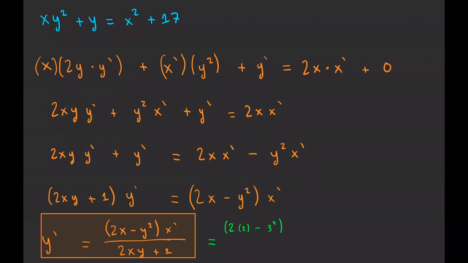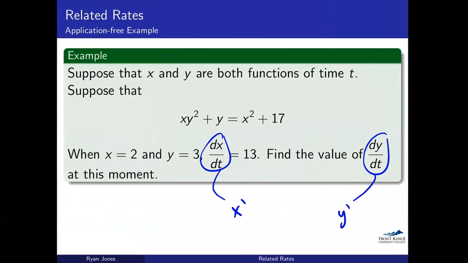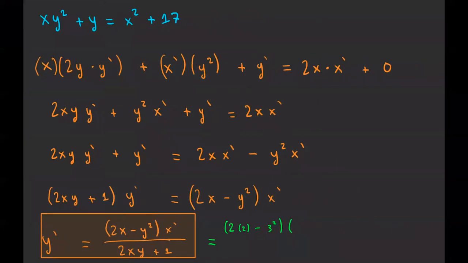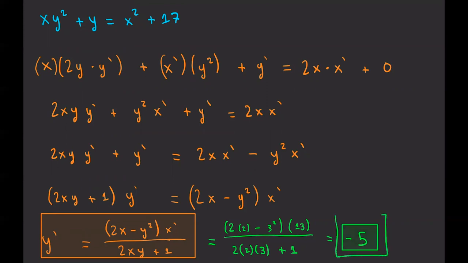3 squared times that x prime. Remember that x prime was 13. So we got that right there. So we'll plug that in, multiplied by 13 all over 2 times x is 2, y is 3, plus 1. And when we actually go ahead and work all this out, you should get negative 5. And so that right there, that's our answer. That tells us what the value of y prime is.